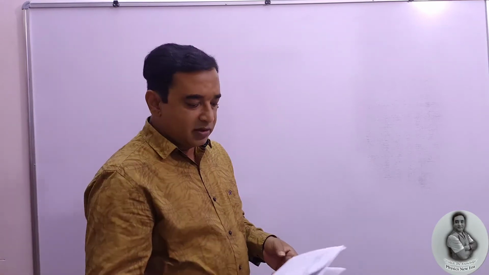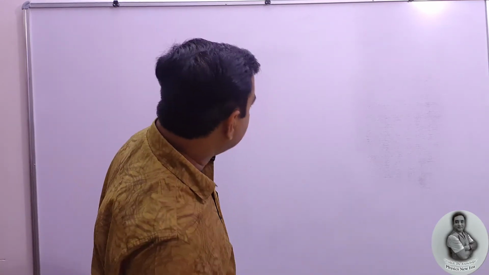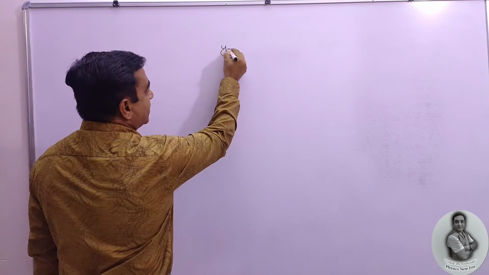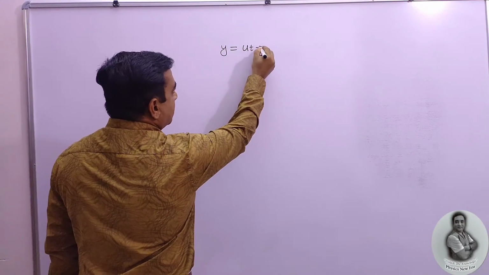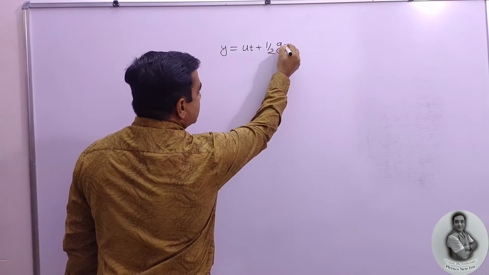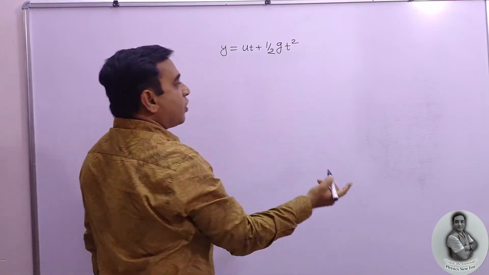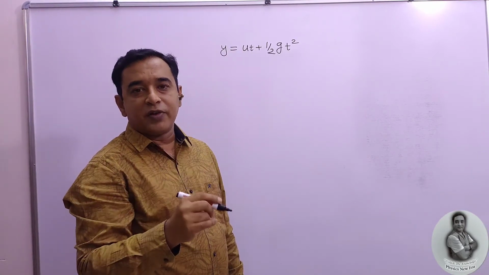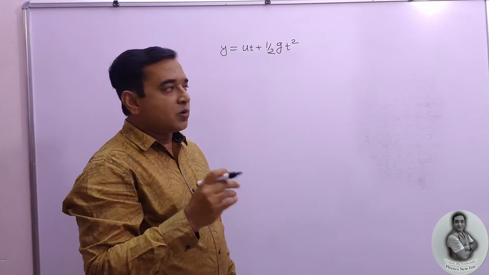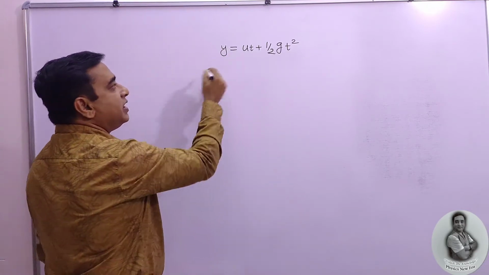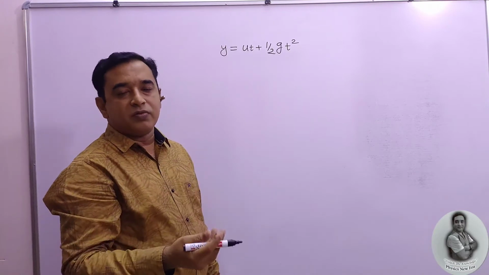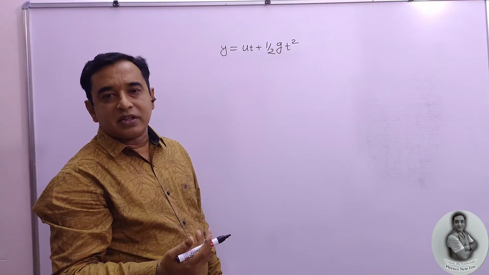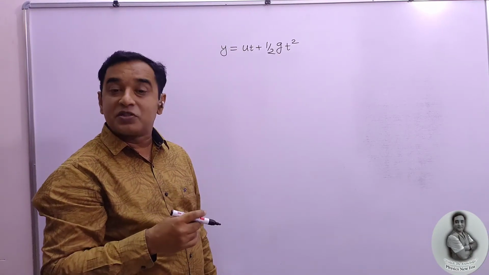Initially, the equation they have given is y is equal to ut plus half of gt square. So let us write that equation first: y is equal to ut plus half of gt square. Then we need to find out what? We need to calculate the force acting on the particle under the influence of the gravitational field. If this is the only equation given, then what will be the force? For the force, we know that mass into acceleration is nothing but a force, which is given by our friend, that is Newton.